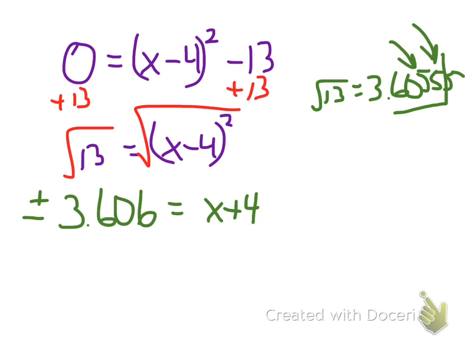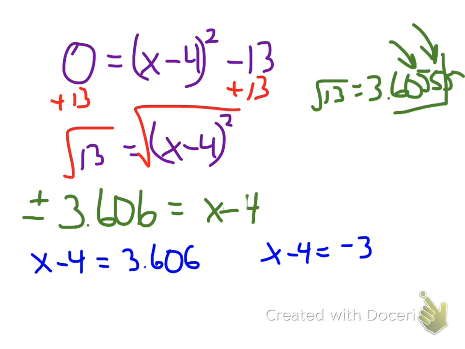That'll break down, because of the plus and minus, into two separate equations. X, ooh, I put a plus. This should be a minus right here. That should be a minus. So I now have x minus 4 equals 3.606. And I have x minus 4 equals negative 3.606. For both problems, I'm going to add 4.